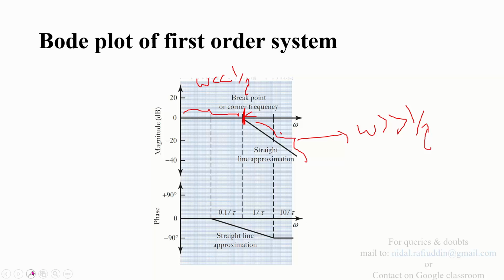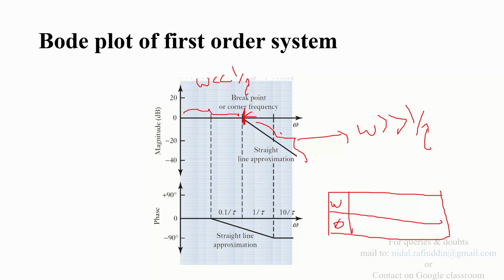So in fact, the phase plot can be easily drawn by forming a table like this. We can form a table where we choose random values of omega and calculate the values of phi by substituting the values of omega. For example, shown over here is the value calculated corresponding to omega equal to 0.1 divided by tau.